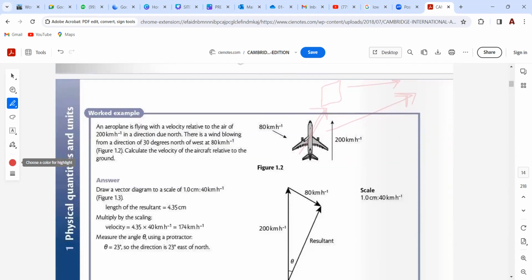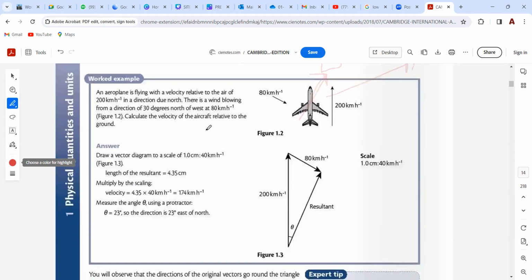Is this clear? अब जैसे यहाँ पे, here's a worked example. You're going to be doing this on your own right now, but let me just explain this first. An airplane is flying with a velocity relative to the air of 200 kilometers per hour. Now, the air's velocity is acting in this direction, up north. There is a wind blowing from the direction of 30 degrees north of west at 80 kilometers per hour. North of west का मतलब ये कि यहाँ से यहाँ आ रही है. This, and the vector is 80 kilometers per hour. Calculate the velocity of the aircraft relative to the ground.